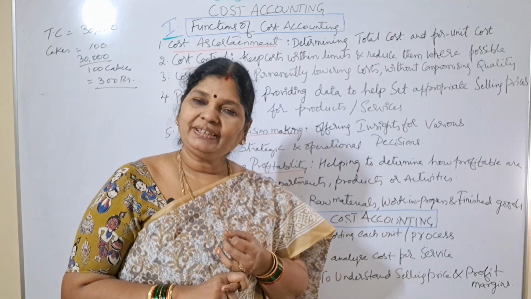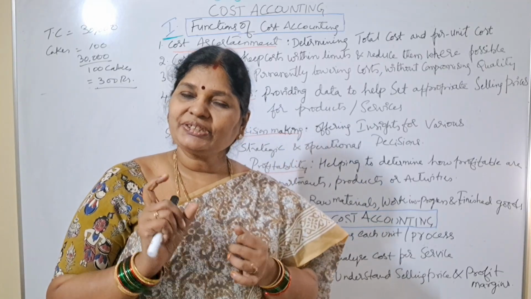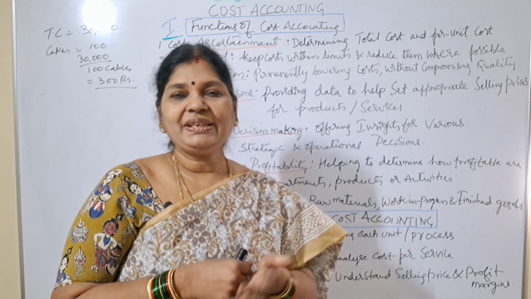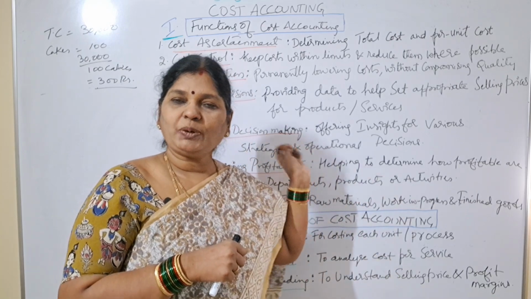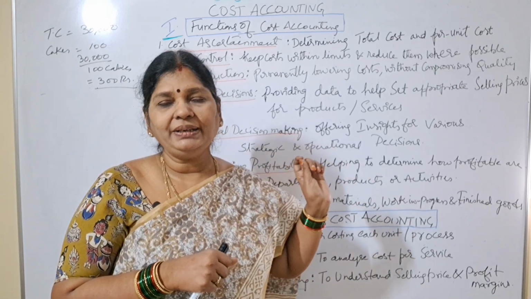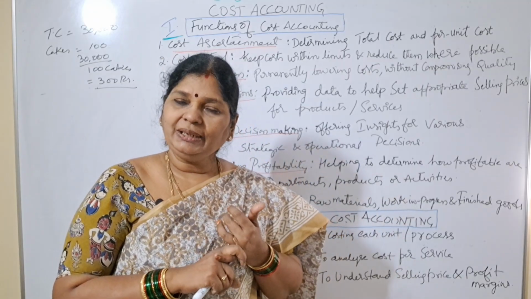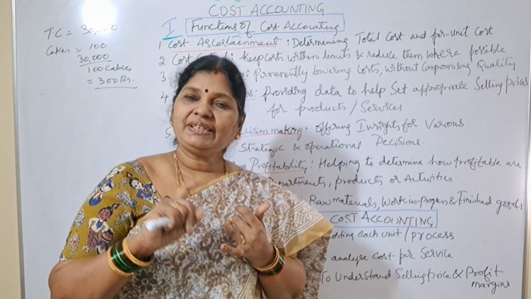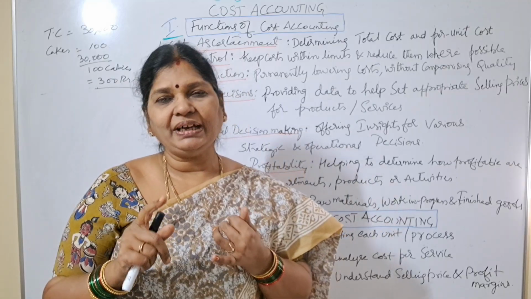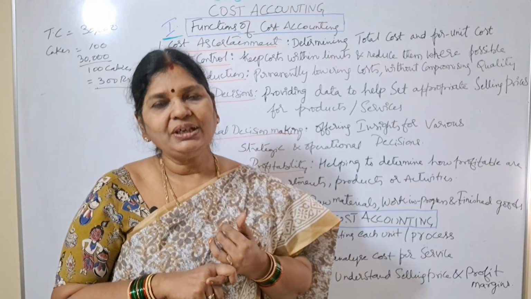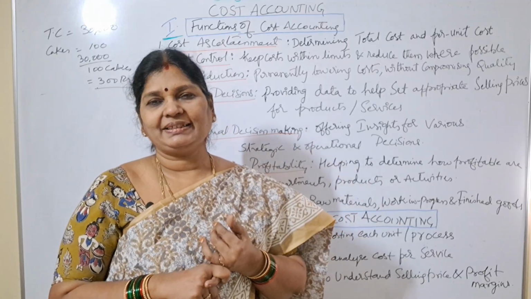How much profit are we making on each cupcake? Rupees 15. So how are we getting this profit? Based on the cost data provided by the costing department, we have come to know that each cake is costing rupees 30. So what price are we fixing? 45. So what is our profit? 15. Unless and until we know the cost, we cannot fix the selling price.